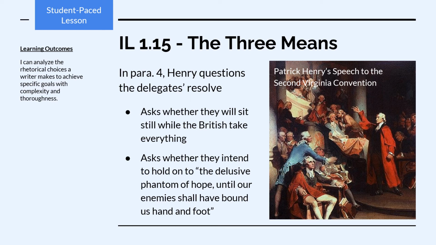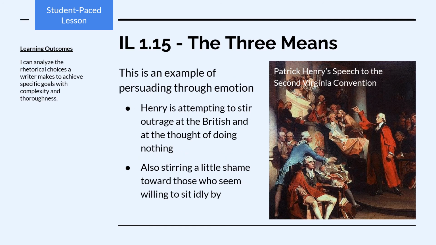In paragraph 4, he questions the delegates' resolve by asking whether they will sit still while the British take everything, asking whether they intend to hold on to, quote, the delusive phantom of hope until our enemies shall have bound us hand and foot. These evocative words are designed to persuade through emotion. Henry is attempting to stir outrage at the British, at the thought of not doing anything to fight against them. You could also say he's stirring a little shame towards those in the audience who seem willing to just sit idly by and do nothing.